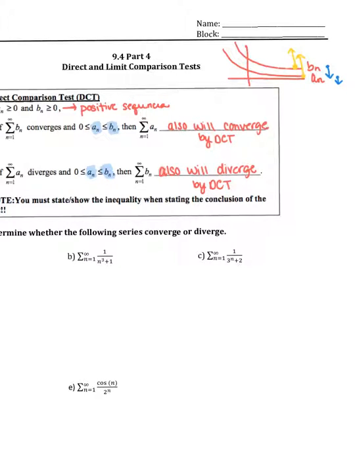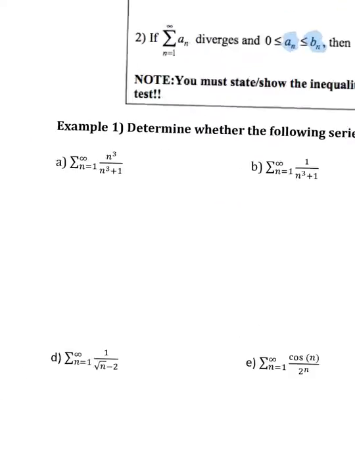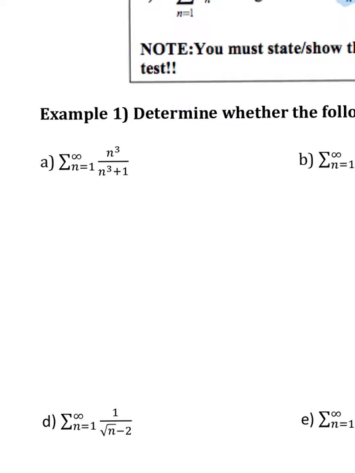Notice that those are the only directions that it works. So if you were to find that b sub n diverges, well that tells me nothing about a sub n. And if you find a sub n converges, that tells me nothing about b sub n. So let's take a look at some examples where it might be beneficial to use this test.